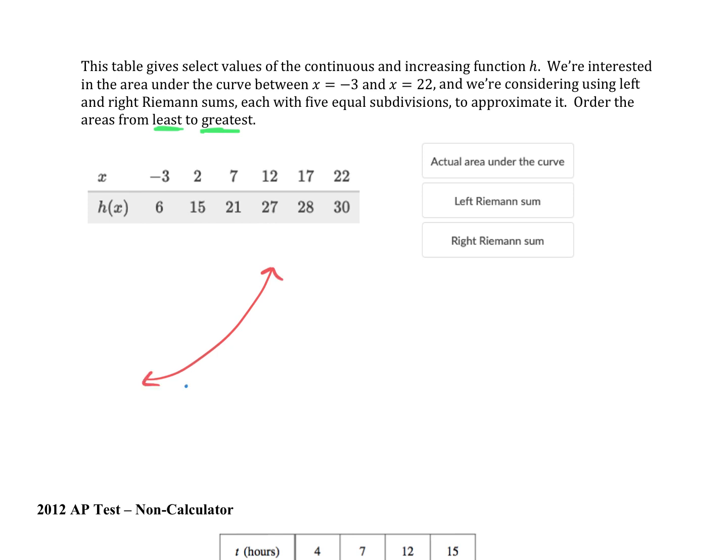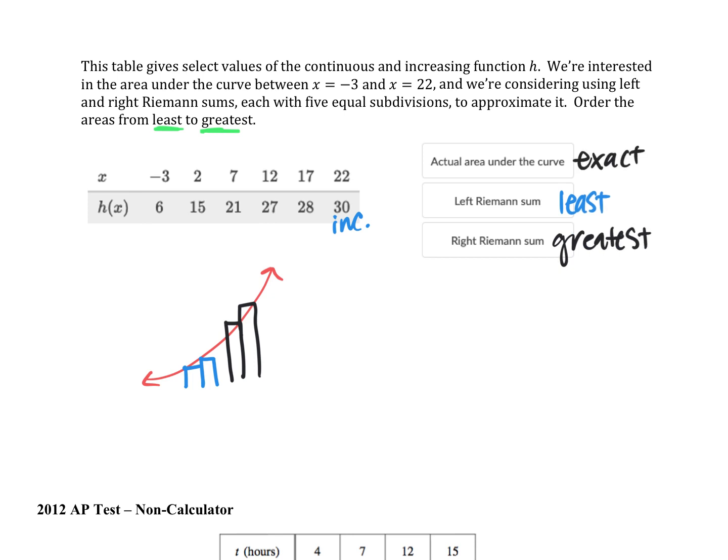But is a left Riemann sum going to be over or under in an increasing function? These are increasing. You agree a left is an underestimate? So left is going to be the least. What about from the right? That's going to be the most, the biggest. What about the actual area? That's exact. That's the exact area.